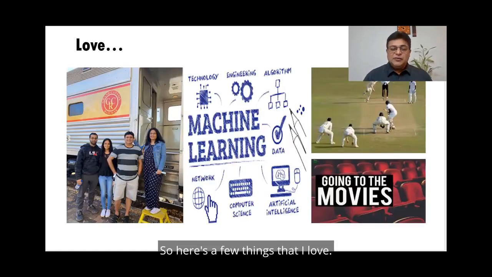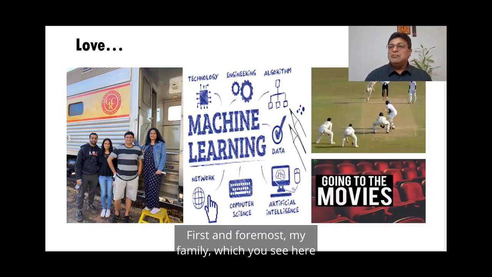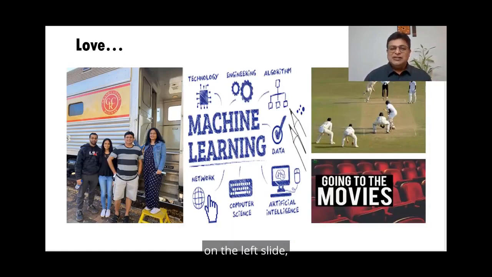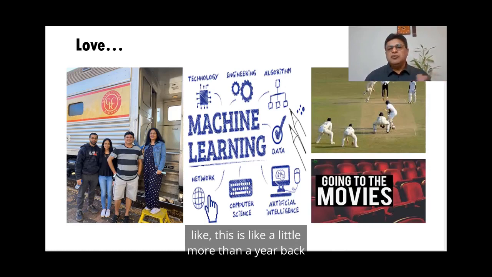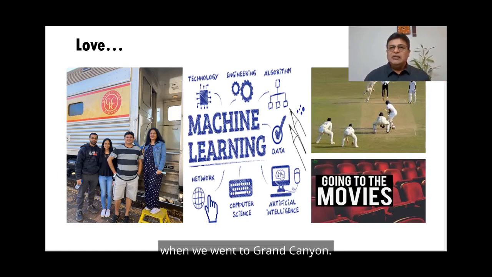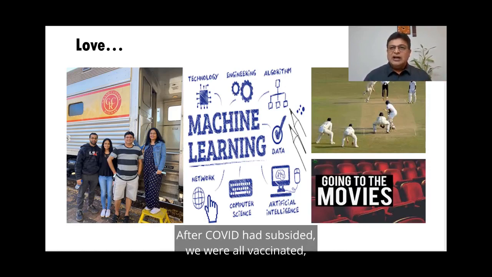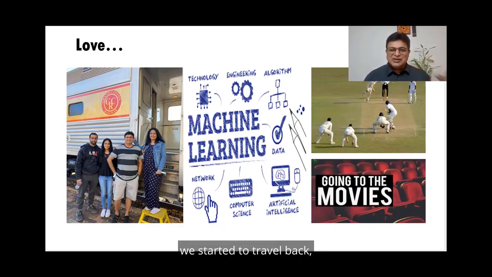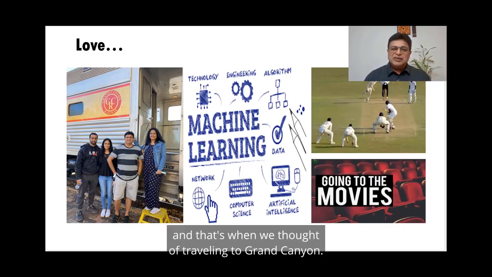So here's a few things that I love. First and foremost, my family, which you see here on the leftmost part of the slide. This is the picture that we took a little more than a year back when we went to Grand Canyon. After COVID has subsided, we were all vaccinated, we started to travel back, and that's when we thought of traveling to Grand Canyon.